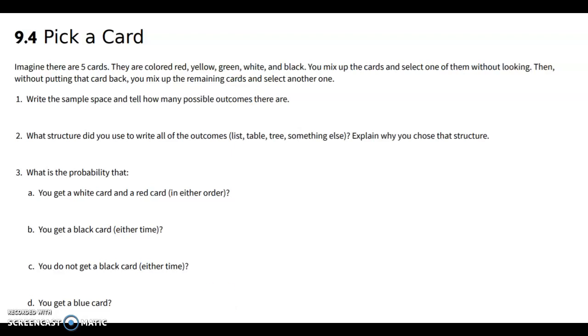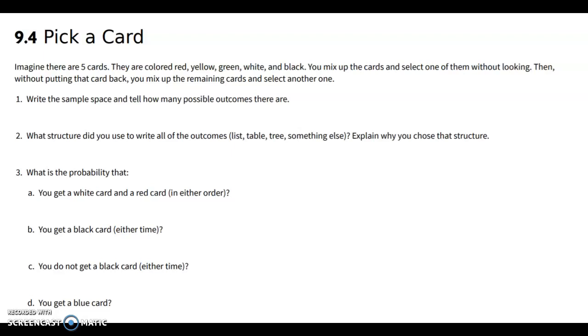Alright, here we are at 9-4. Pick a card. So what we're going to do here is talk about having these 5 cards. One is red, one is yellow, one is green, one is white, and one is black. You mix up the cards and select one of them without looking. Then, without putting that back, you mix up the remaining cards and select another one. Write the sample space and tell how many possible outcomes there are.